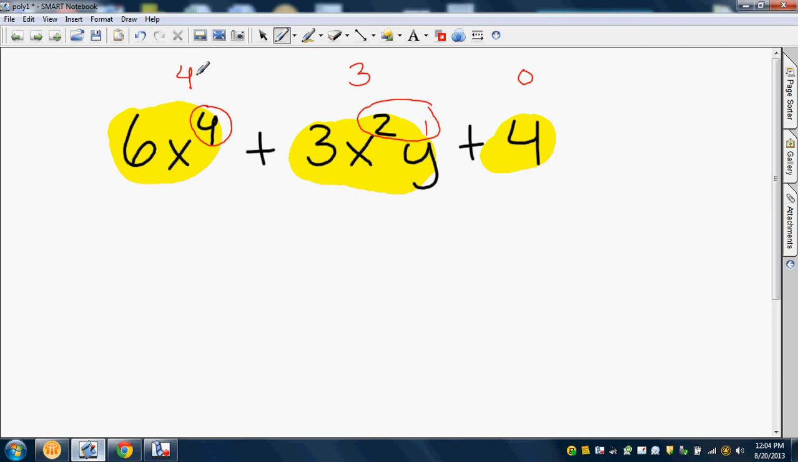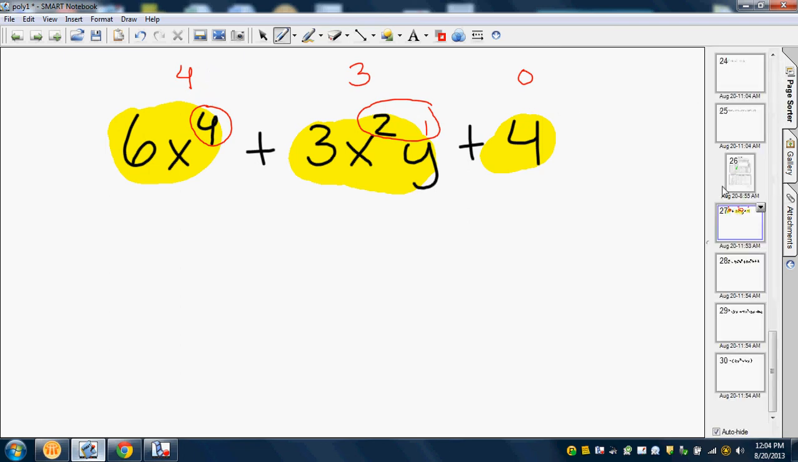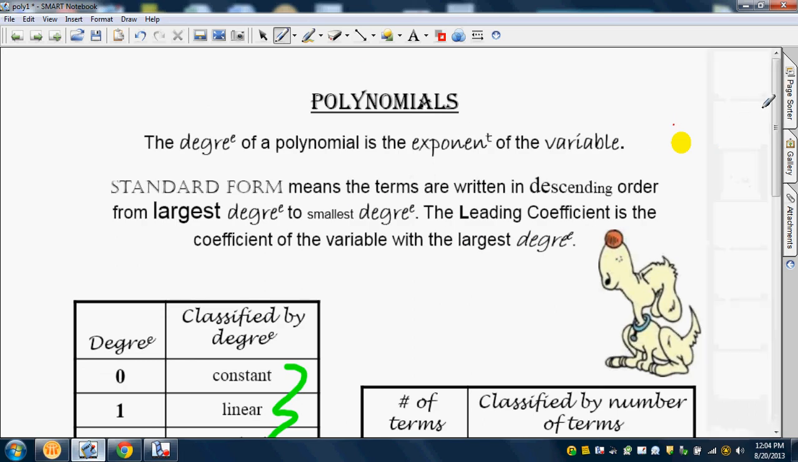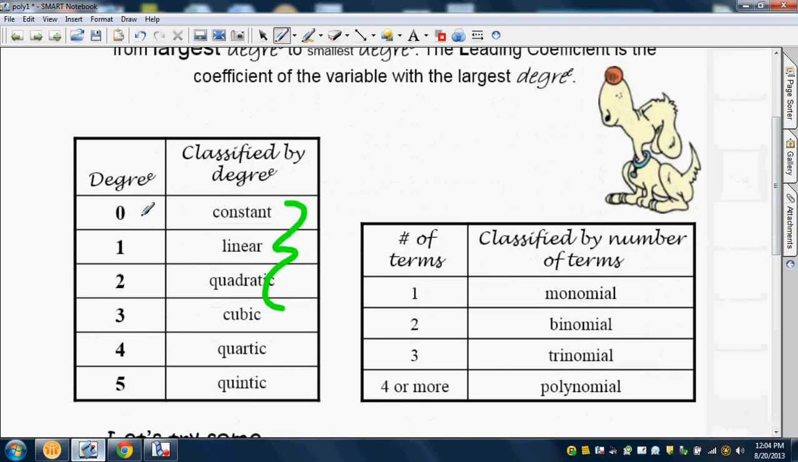So because of this, and because of the terms, this is a 4th degree trinomial. It's got 3 terms, so it's a trinomial, and it's a 4th degree because the highest term degree is a 4. So if I come back and look at my table, it's a 4th degree, so that means it's quartic.